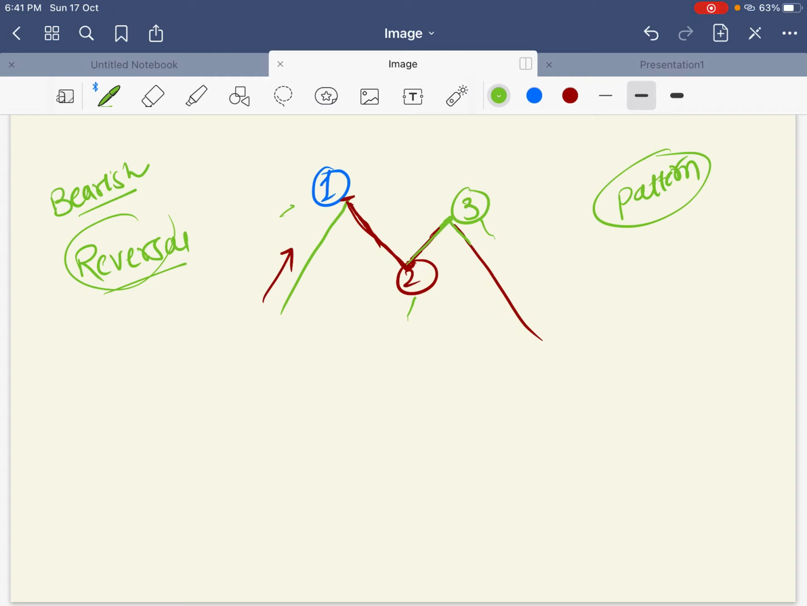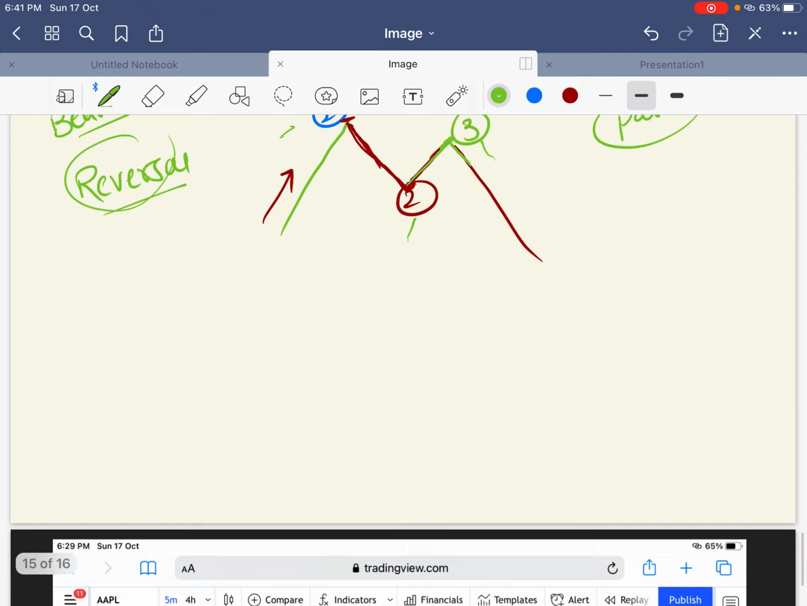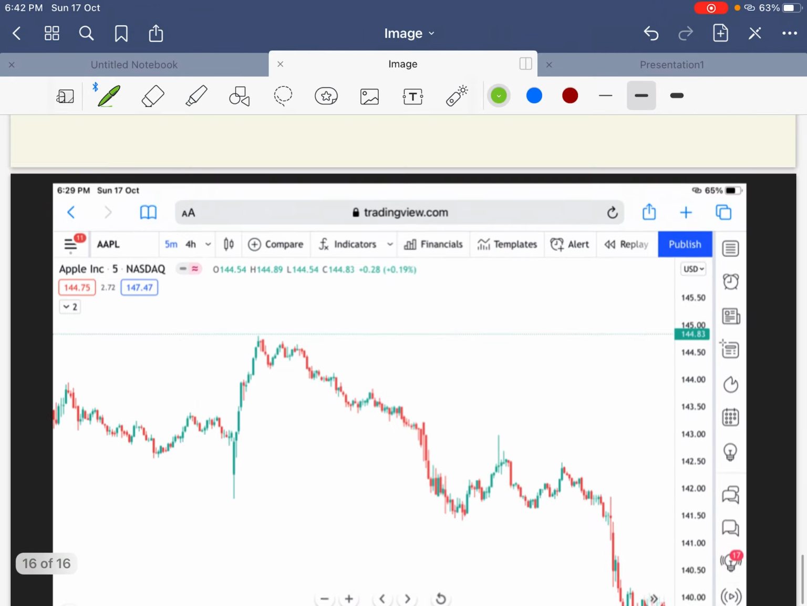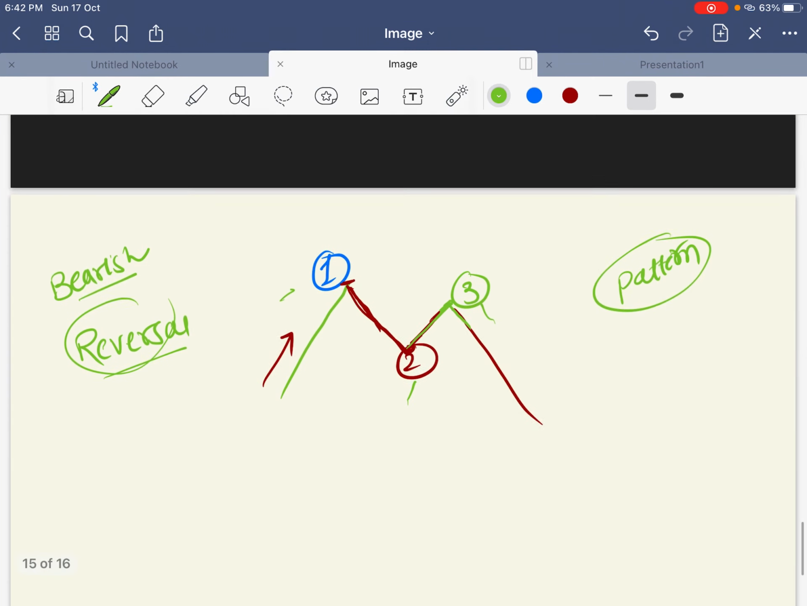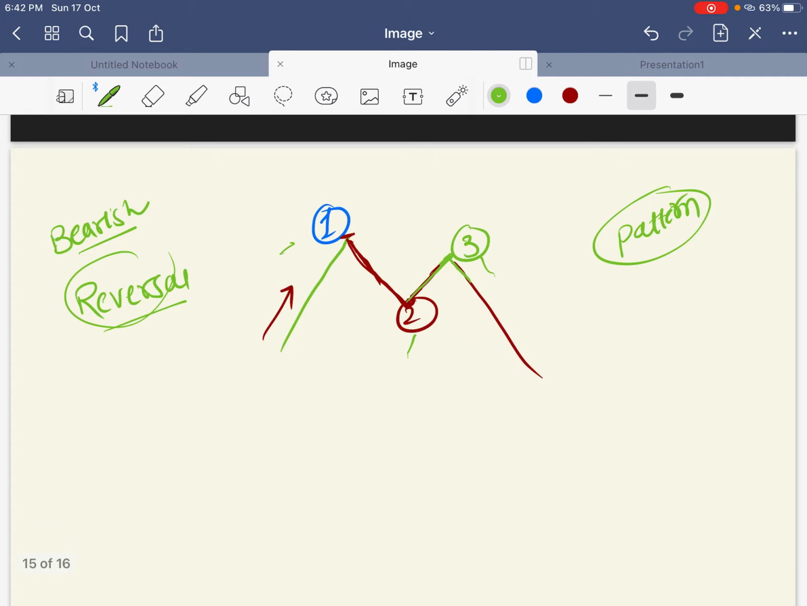So basically this is a reversal pattern. Let me just draw this strategy quickly for you. You can take an example in the next step. I will take an example on a chart in the next step so that you get a better idea. First, I will take the example of a bearish reversal.